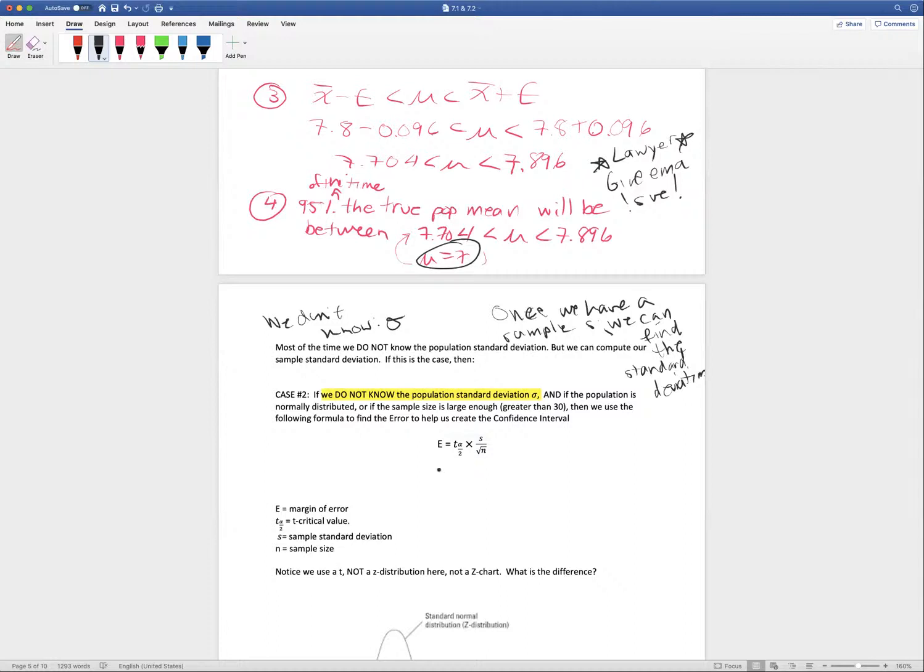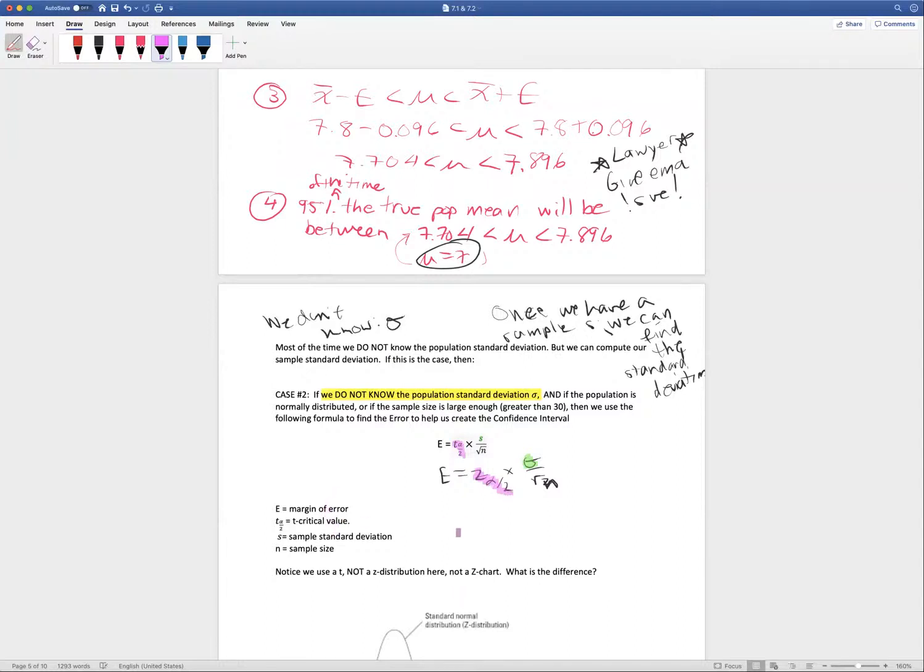So what makes this formula different than the other formula? Well, in the first formula we were working with, we had E is equal to z alpha over 2 times sigma over the square root of n. Notice two differences. Difference number 1: s versus sigma. In the formula we used before, we knew the population standard deviation. Here we don't. Here we know the sample standard deviation. Difference number 2: t alpha over 2 versus z alpha over 2.